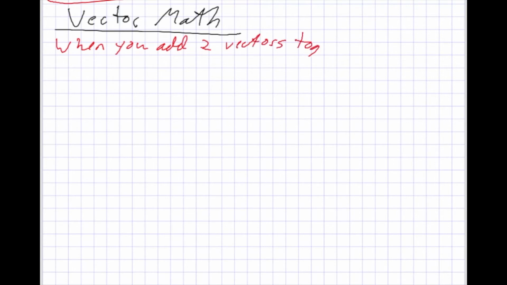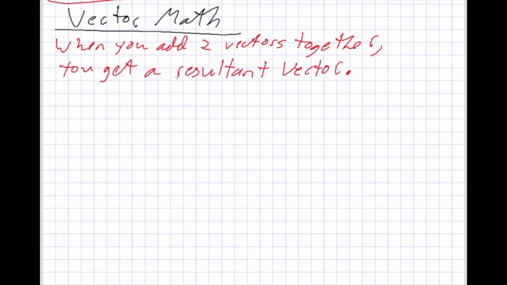Now that we've discussed the difference between vectors and scalars, we're going to look at the math associated with it and what we have to do when we want to add two vectors together. You are going to get what we call a resultant vector. A resultant vector is just the sum of those two vectors. And I want to show you really quickly how that works.